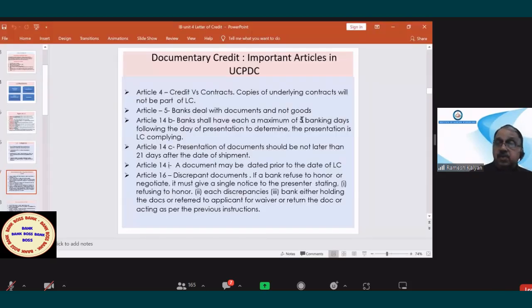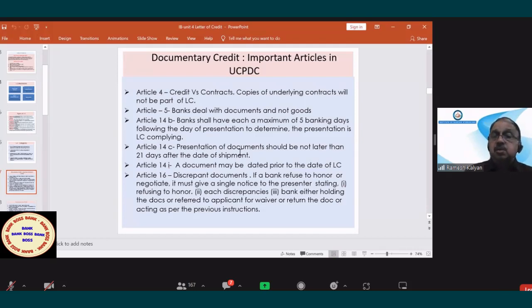So a person has given some documents on Monday. Within what time do you have to negotiate? Can you tell me? Monday he has given the document for negotiation. What is the maximum time period? Next Monday, because following the day, first day, Tuesday; Tuesday, Wednesday, Thursday, Friday, 4 days completed. Saturday, Sunday, holiday. Next Monday, before closing hours, 5 o'clock, you have to negotiate. Otherwise, you will be responsible.